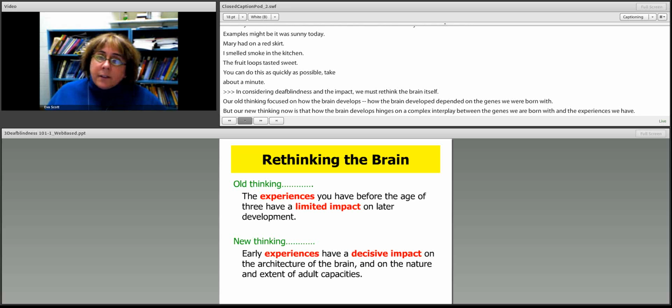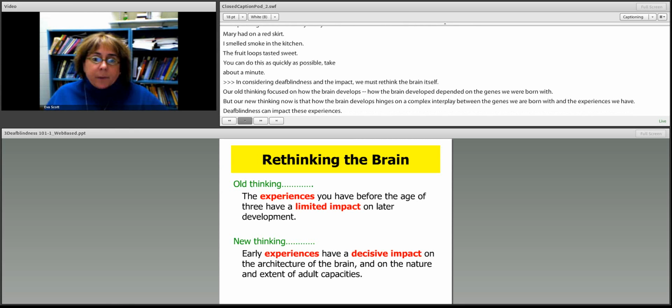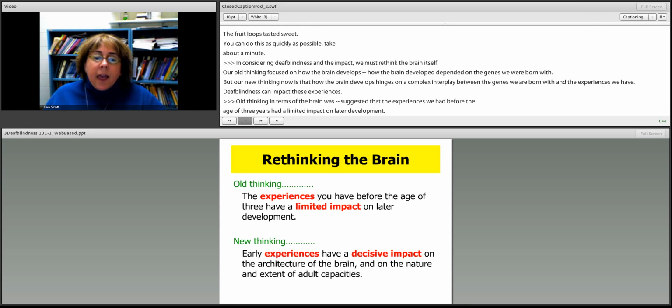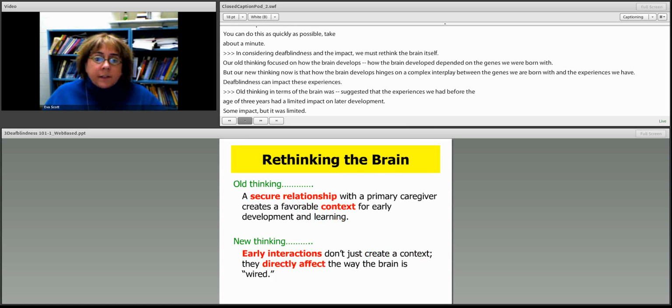Old thinking in terms of the brain suggested that the experiences we had before the age of 3 years had a limited impact on later development. Some impact, but it was limited. In our new thinking, we understand that these early experiences have a decisive and highly important impact not only on what we learn, but the architecture of the brain itself. The nature and extent of adult capacities is dependent on these early experiences.